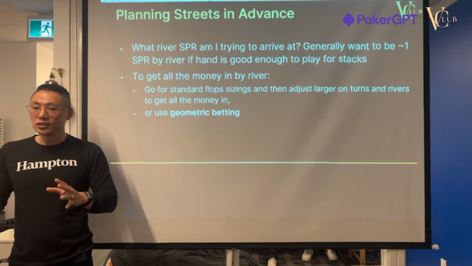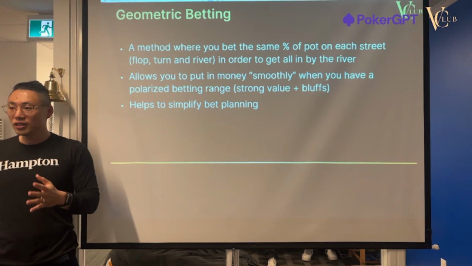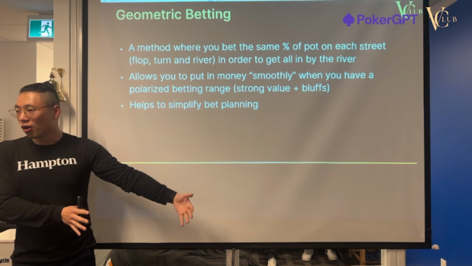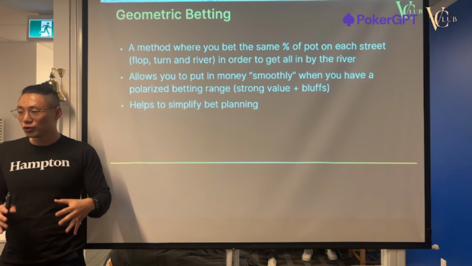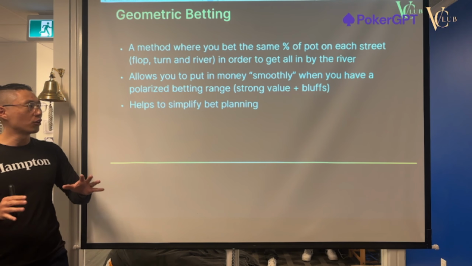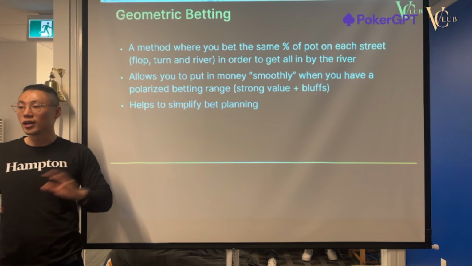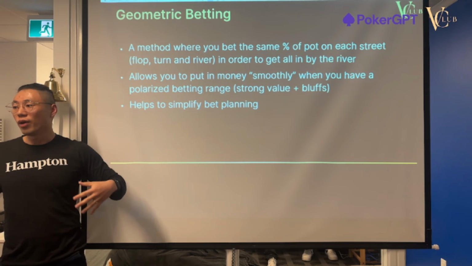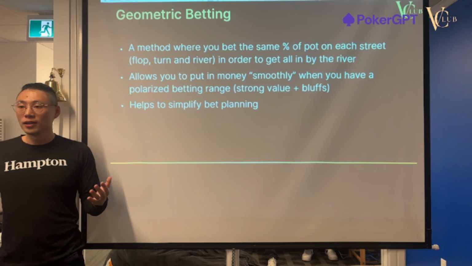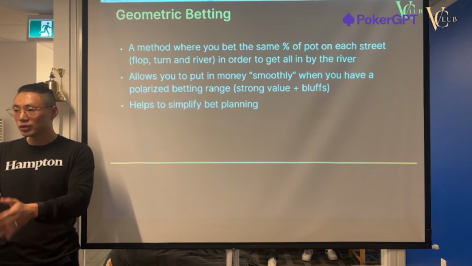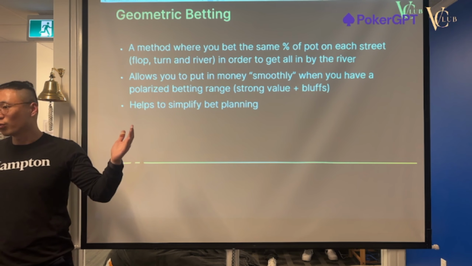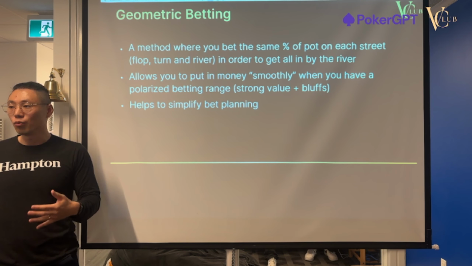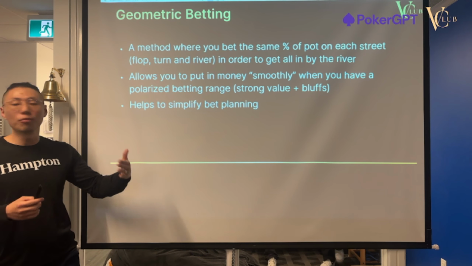So geometric betting is, actually I'll go directly into the slide. It's a method of betting where you bet the same percentage of the pot on every street, so that you get it all in on the river. It's heavily favored by solvers, and it's generally geared towards a very polarizing strategy, meaning you're going to do it with your nutted hands and with your best bluffs. But it's a way that you can get the money in smoothly by the river without having to think too much about bet sizing. So for example, depending on the SPR, if I bet 50% pot on the flop, 50% pot on the turn, 50% pot on the river, we're all in by the river, and I just know that I can bet that same size. And you can come up with some rules of thumb for yourself depending on what the SPR is on the flop in order to get all the money in by the river.